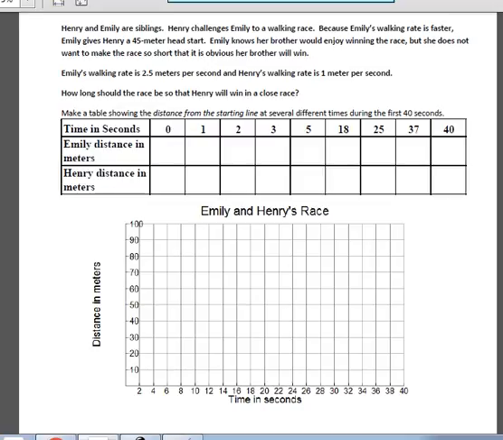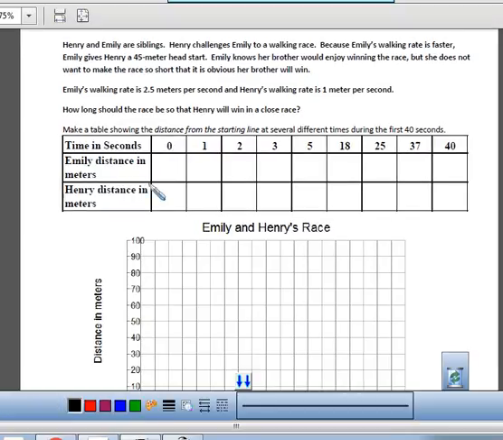Alright, so we have a table already made for us here. We'll just simply fill it in. The details that you need to be aware of are in the problem. So remember our bucks strategy. Here's the question that we're going to be answering. How long should the race be so Henry will win it in a close race?